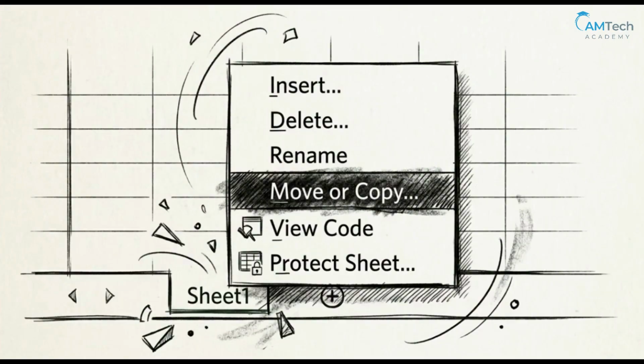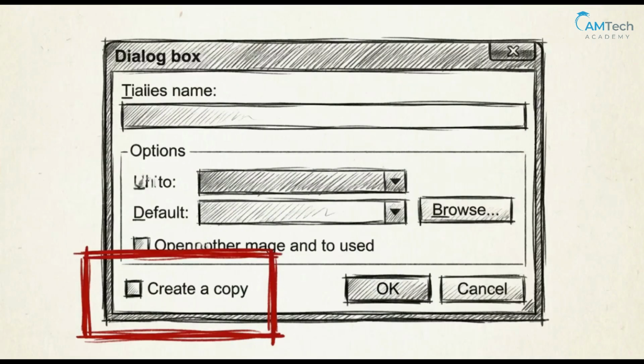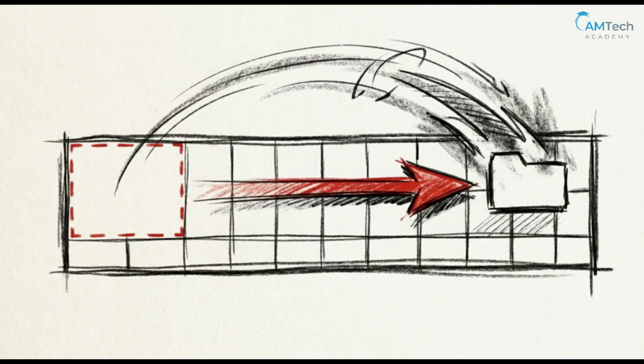When you have a complex layout that you want to reuse, right-click the tab and select Move or Copy from the menu to duplicate it. The dialog box that appears requires your attention. You must check this exact box labeled Create a Copy before clicking OK. If you skip this, Excel will only move your original sheet instead of duplicating it.